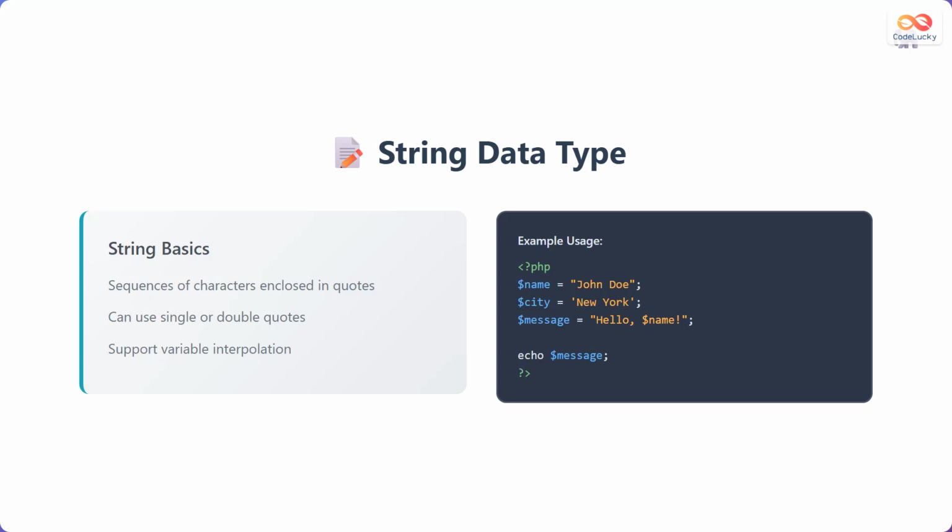We assign the value John Doe to the variable name and New York to the variable city. Then we create a message using double quotes that includes the name variable. When PHP executes this code, it will replace $name with John Doe, resulting in the output, "Hello John Doe."